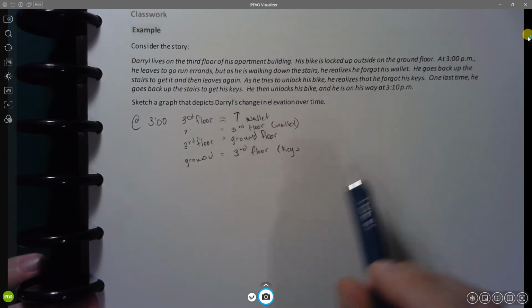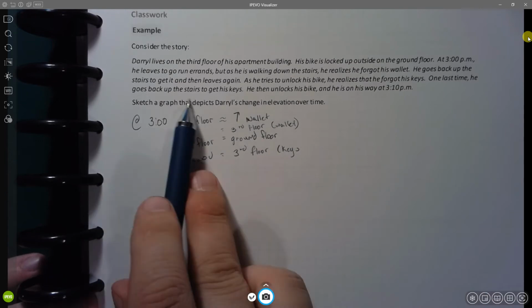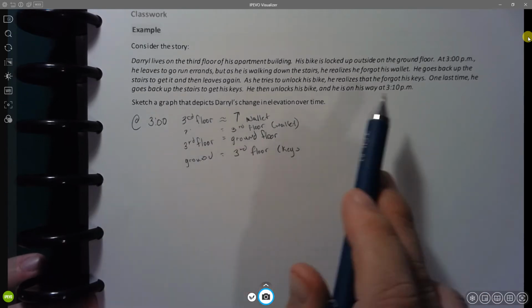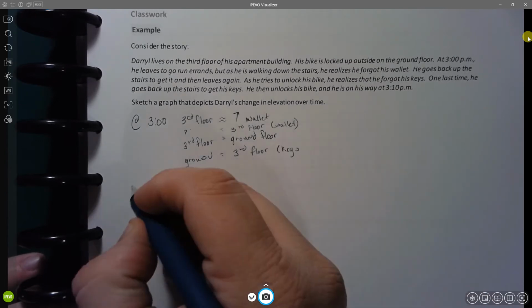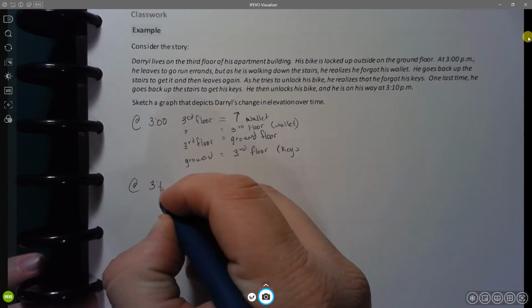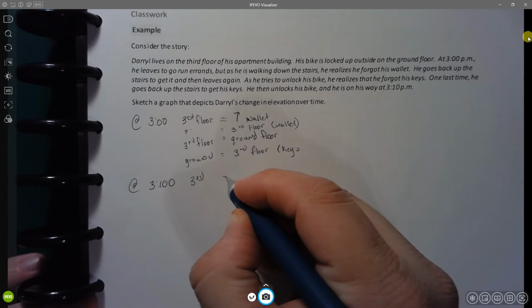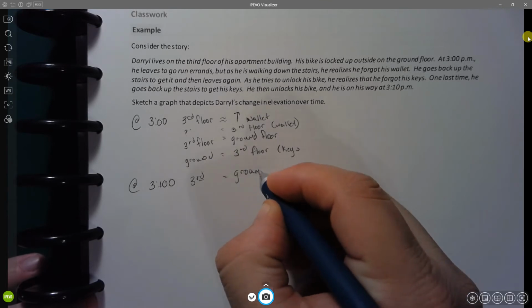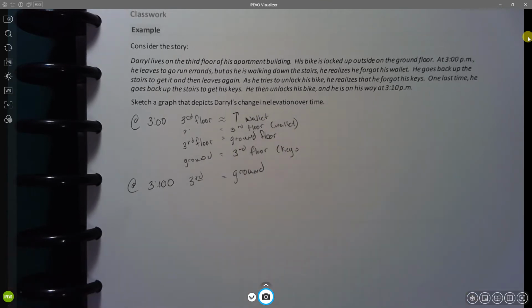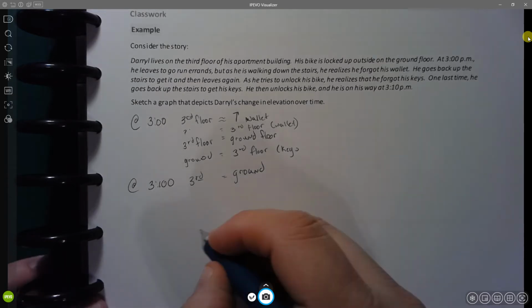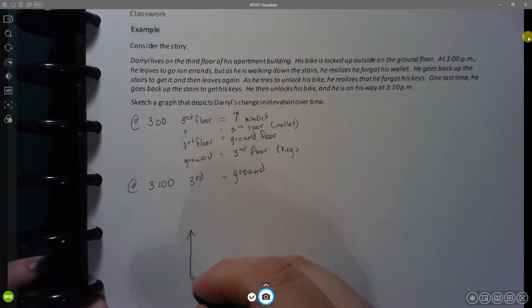And one last time, he goes back up the stairs to get his keys, and then he unlocks his bike, and he's on his way at 3:10. So at 3:10, he goes from the 3rd floor to the ground floor. So now we have all the information we need to really graph this. Okay, so here we go.